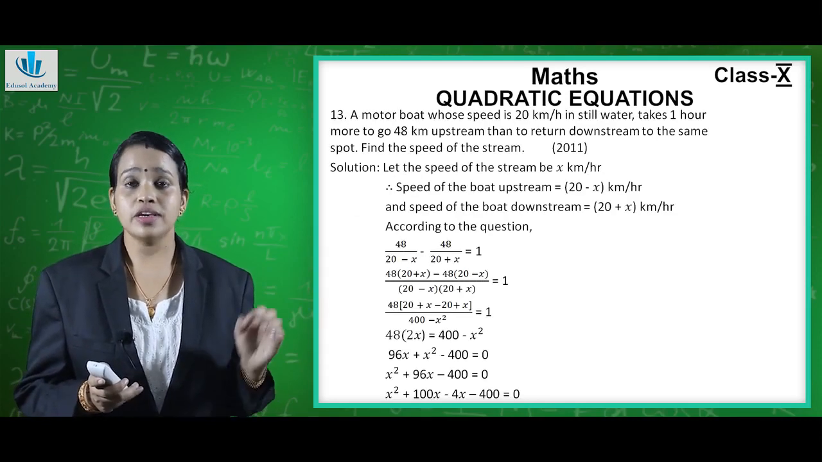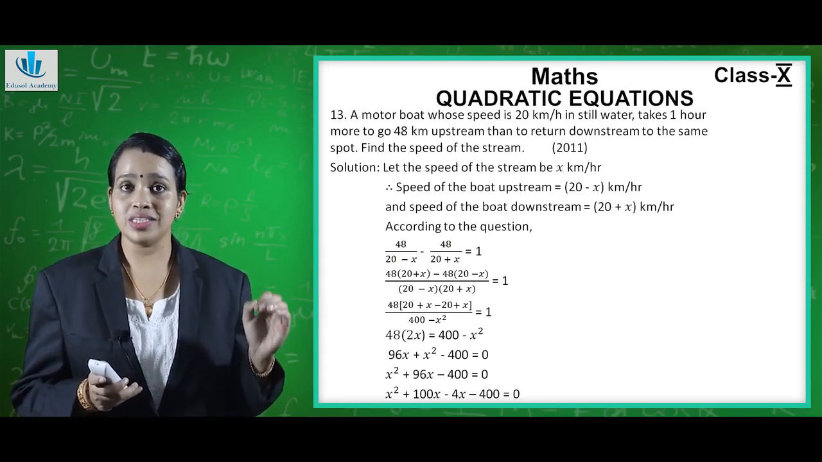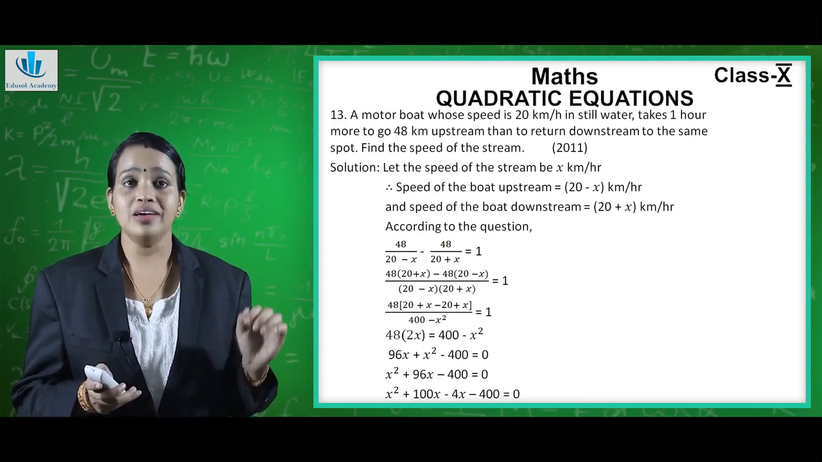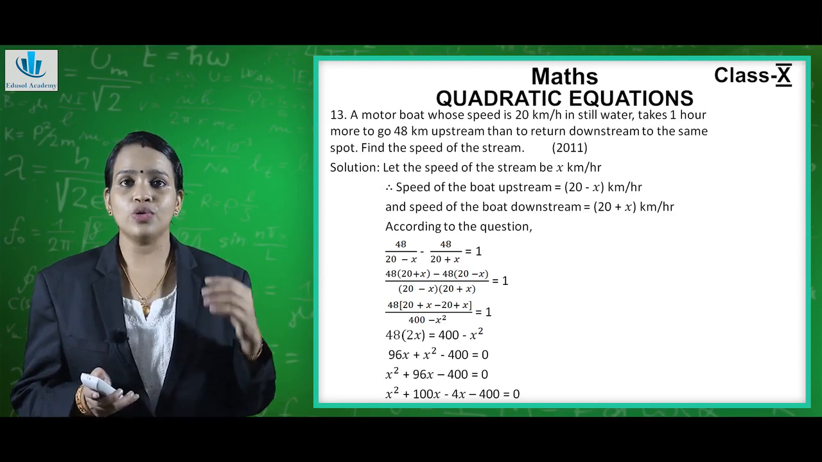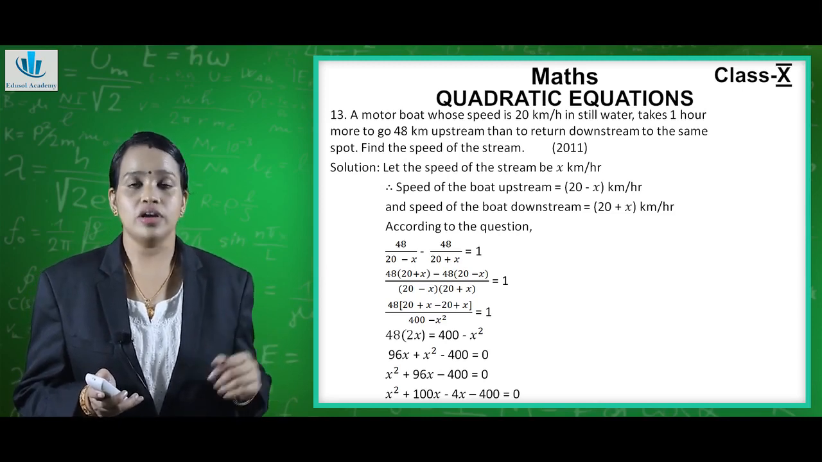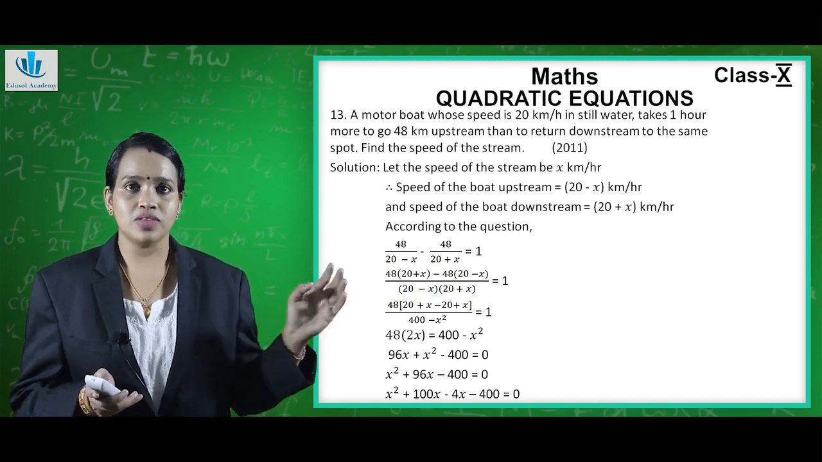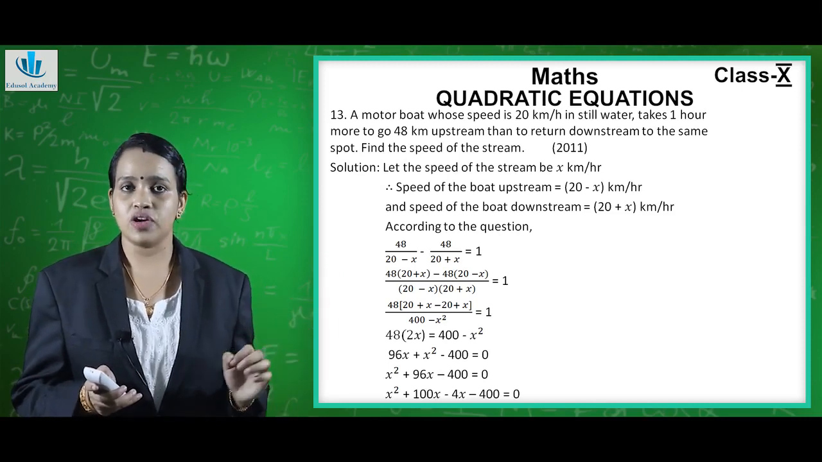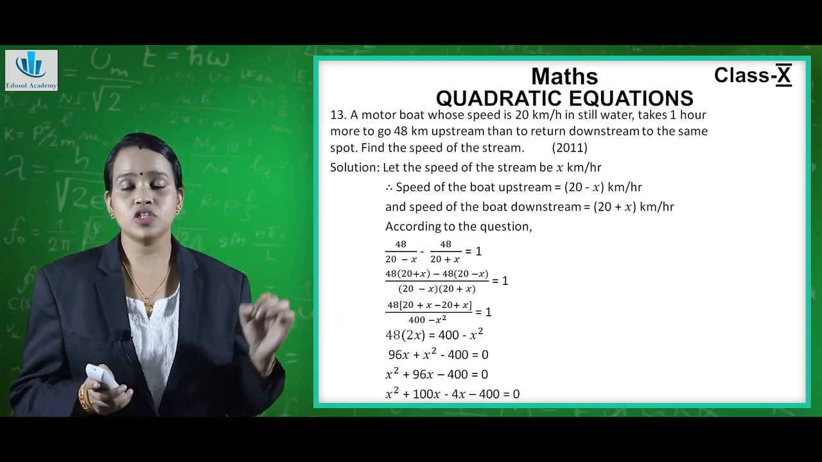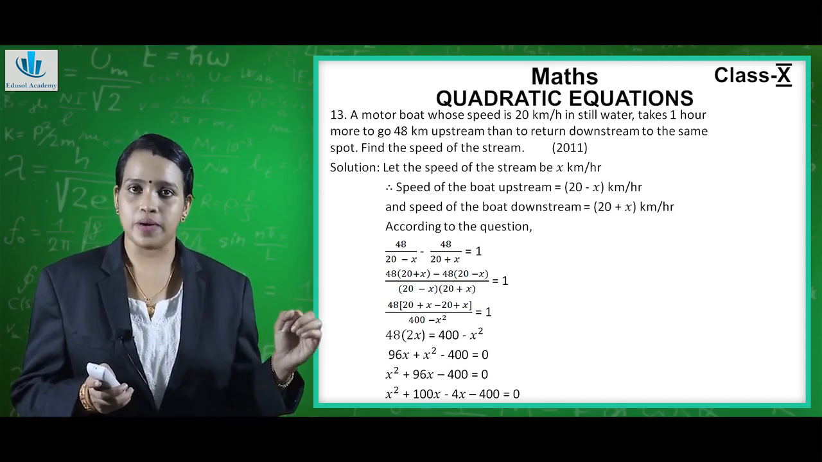Now our next question is: a motorboat whose speed is 20 km per hour in still water takes 1 hour more to go 48 km upstream than to return downstream to the same spot. Find the speed of the stream. Now this question appeared in the year 2011. Now we will take the speed of the stream as x. So let the speed of the stream be x km per hour.